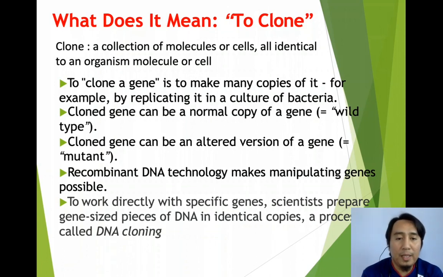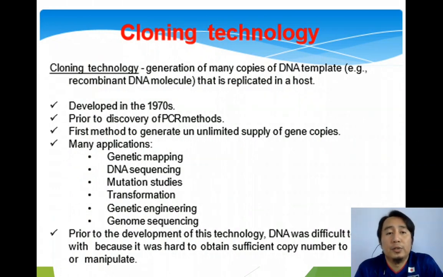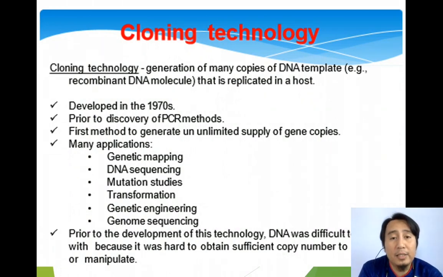Next, recombinant DNA technology makes manipulating genes possible, of course, to work directly with a specific gene. Scientists prepare gene-sized pieces of DNA in identical copies, a process called DNA cloning. So this is what we call DNA cloning. And the next one is cloning technology. Cloning technology means generation of many copies of a DNA template, for example a recombinant DNA molecule that is replicated in the host, for bacteria, yeast, or human cell, or even in virus.